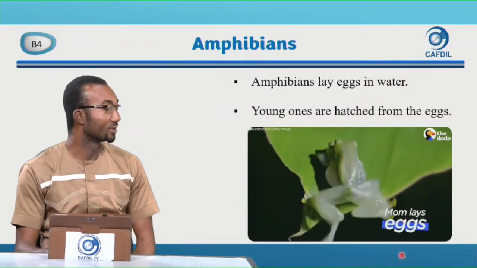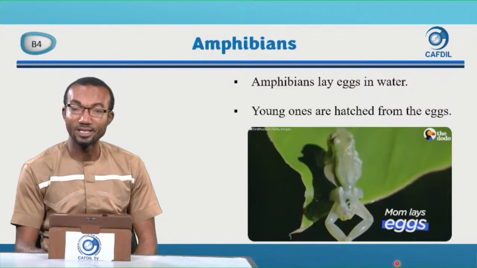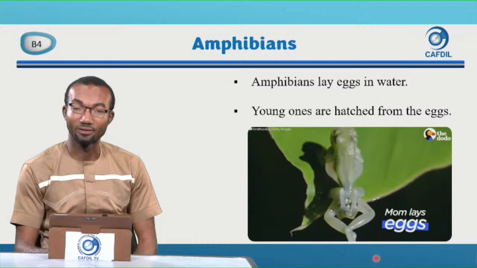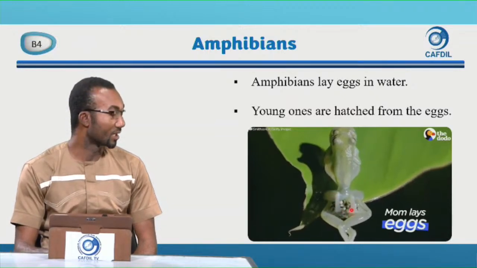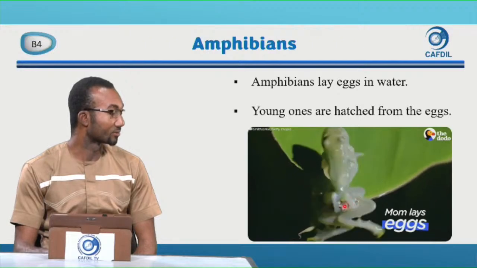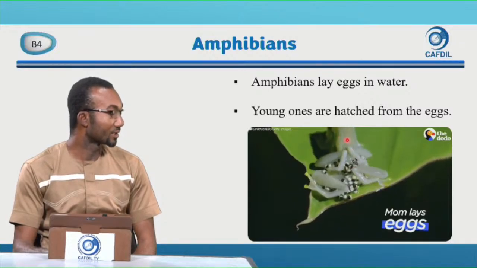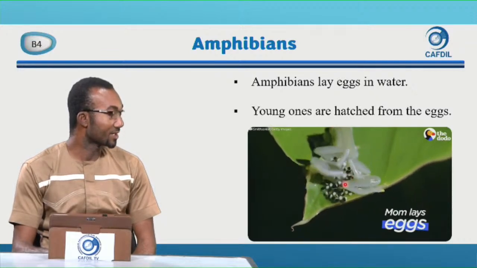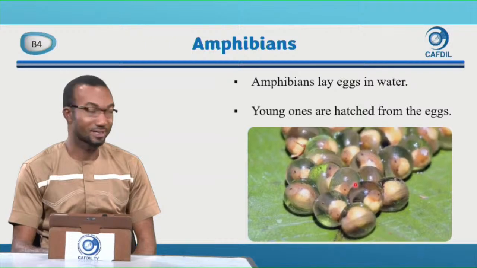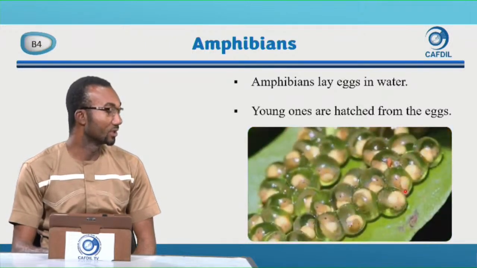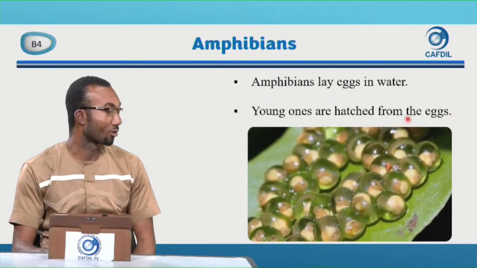Amphibians lay eggs in water. The young ones are hatched from the eggs. When we talked about reptiles, some of them are even in water, but they come on land to lay eggs. So you see the frog laying eggs. When a frog is laying eggs, you see that the female is down, the male is on top. As the female lays the eggs, the male fertilizes the eggs. They will need a male to fertilize the eggs as the female lays eggs, and young ones are hatched from the eggs.